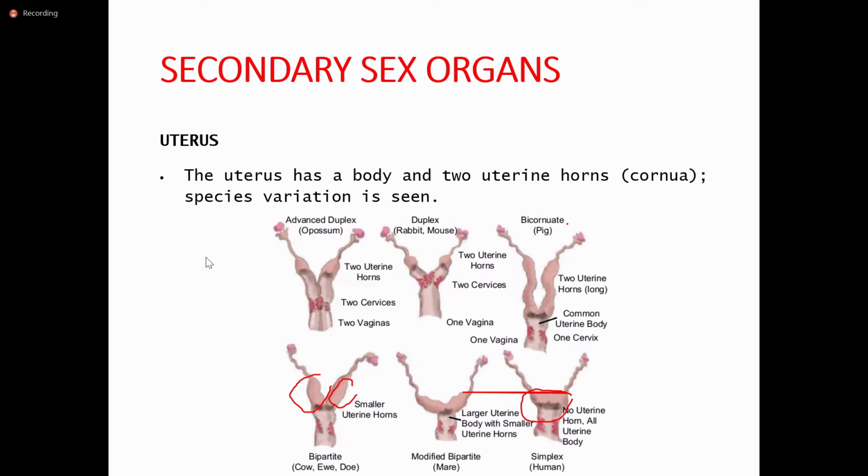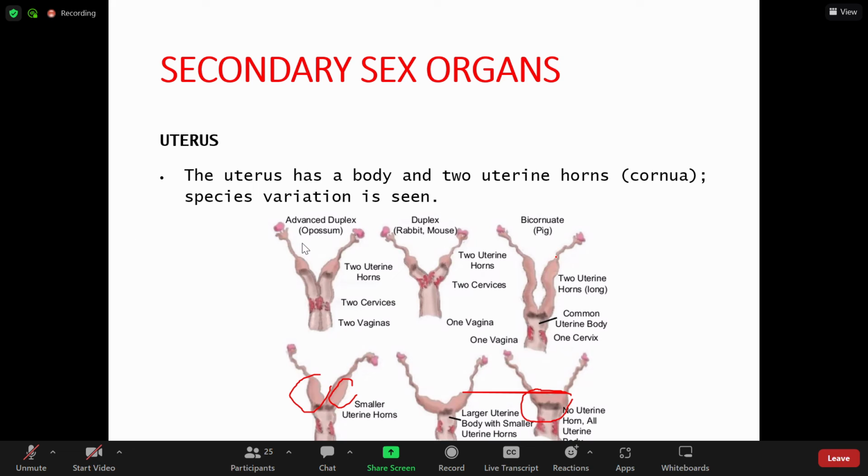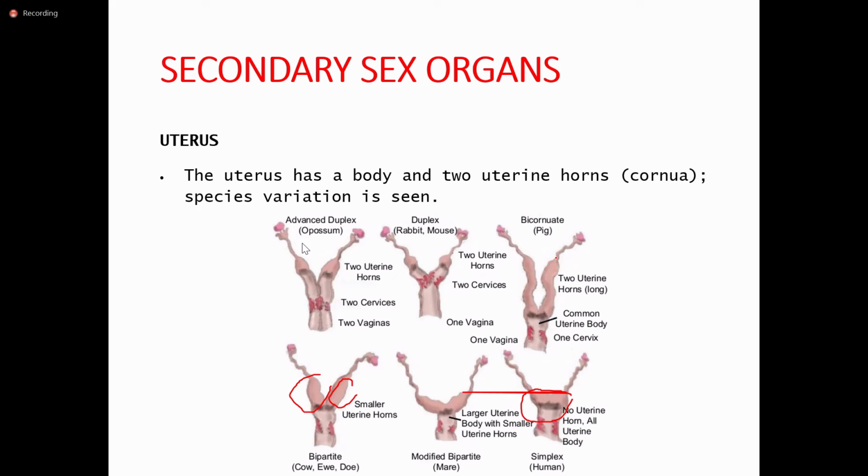And then we have also the bicornuate. Speaking of the bicornuate, the uterine horn ay tortuous or mahaba or malaki, like that of sasaw. Okay. Two long uterine horn. And then we have also the duplex. We have one vagina, dalawang cervices, and then dalawang uterine horn. 1, 2, 2. For the advanced duplex, 2, 2, 2 lahat yan. 2 vaginas, 2 cervices, and 2 uterine horn. Okay, so please take note of that.